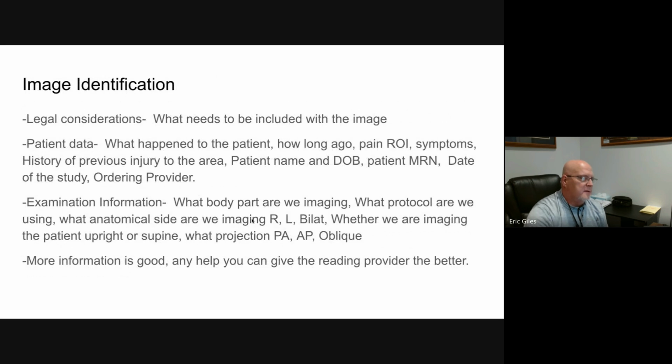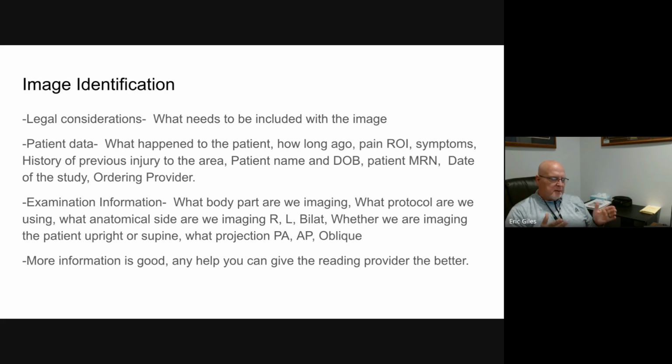So let's move on to image identification today. Now, all this stuff is fairly easy, and it's important that we have these things on our images. So legal considerations, what do we need to include on any image that we take? Patient data. I've got an example coming up here.